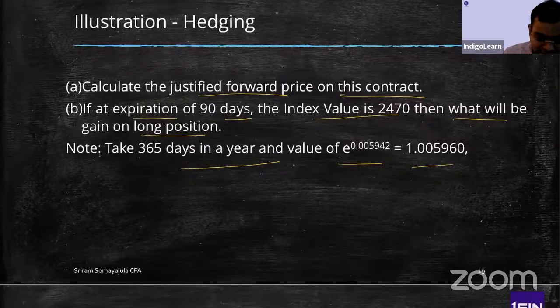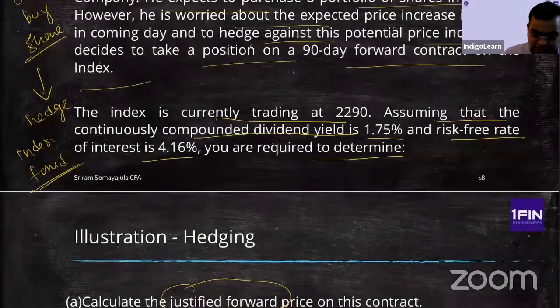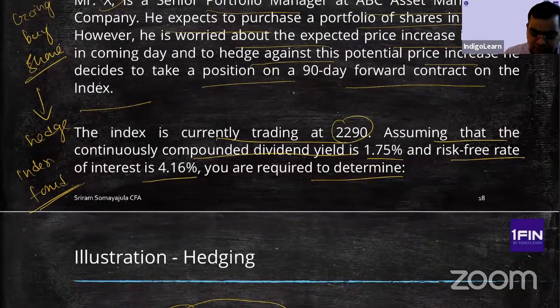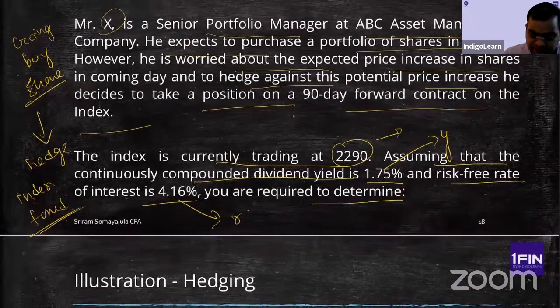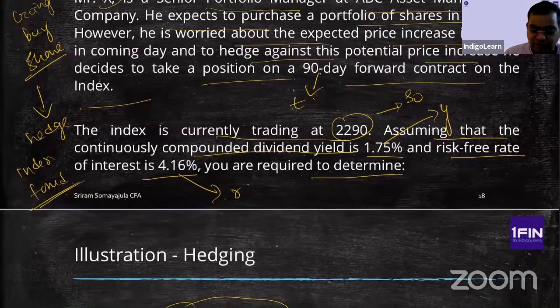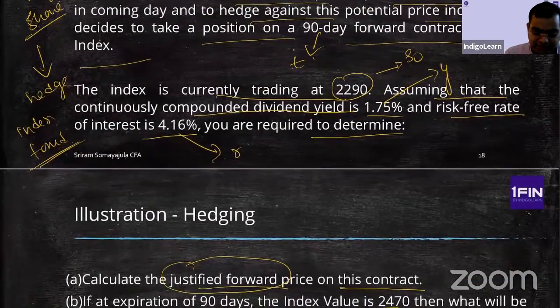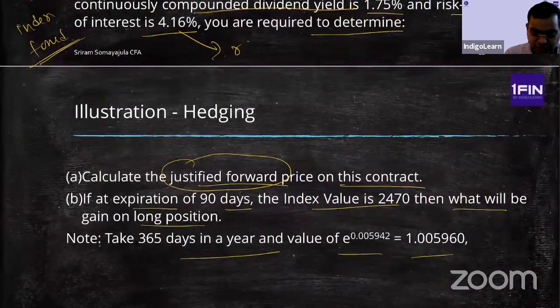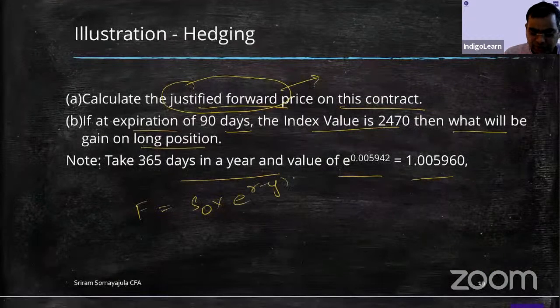Now let us understand this. Calculate the justified forward price of the contract. So this is very, very simple. Currently the index is 2290, that is S0. Y is the dividend yield, this is R, and the time is 90 days. This is also given. S0 is there, T is there, R is there, Y is there. Find out the forward price. Forward and futures price is the same, right? Forward is S0 into e power (R minus Y) into T. That's all, as simple as that, nothing else.